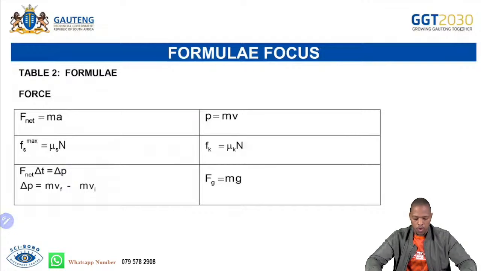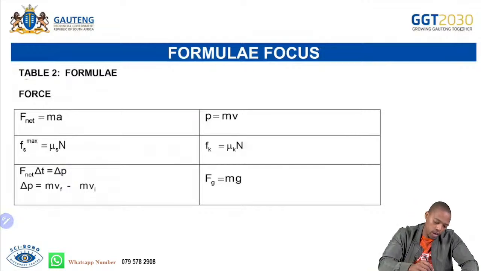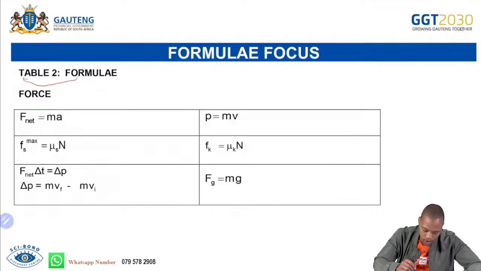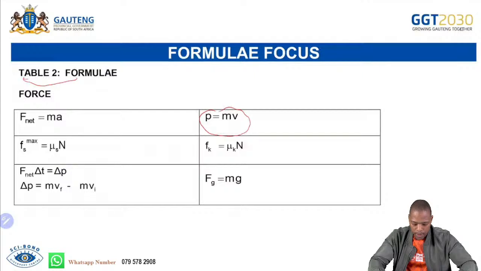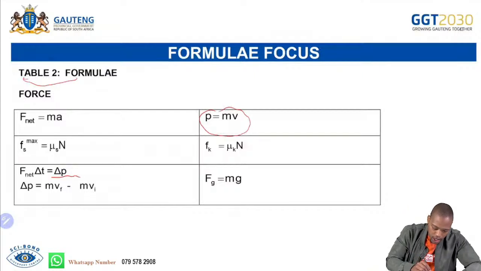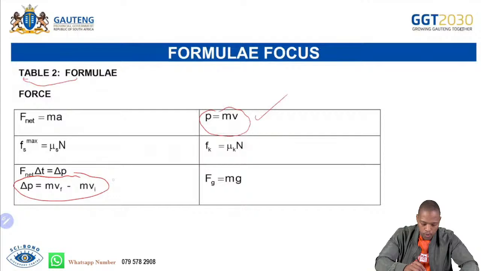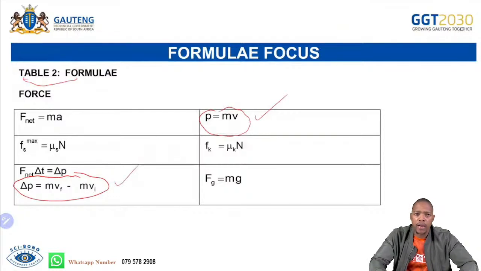Right, so today the formulas that we are going to focus on are found on your data sheet in table 2. Our focus today is going to be on the following: the momentum formula, p equals mv, and the change in momentum formula, delta p equals m v f minus m v i. Those are the formulas that we are going to be focusing on today. We will try to understand what they mean and how we can use them to answer questions.